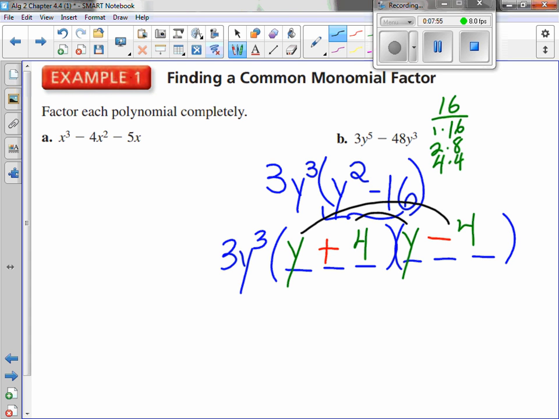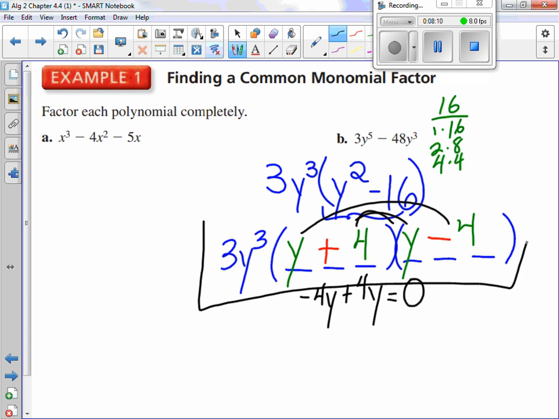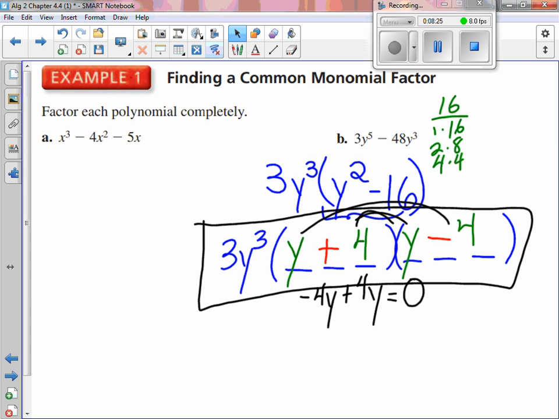Multiply through. Well, y times negative 4 is negative 4y. And 4 times y would be plus 4y. And negative 4y plus 4y gives me 0. And this here is factored completely, because inside each one of those parentheses, I do not have any greatest common factor. There's nothing in common with y and 4. The degree for both of these is 1.